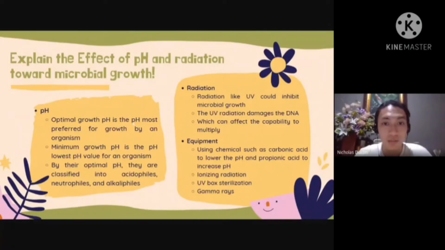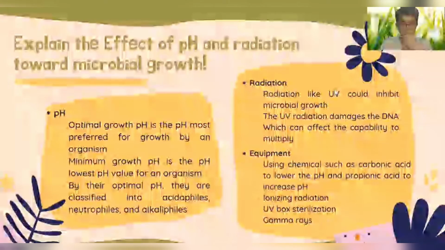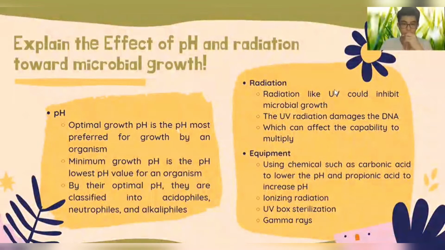So here, I'm going to explain about the radiation. What is the effect of radiation toward microbial growth? Radiation, like UV lights, will damage the DNA strands, which can affect the capability of microbes to multiply. Other radiations, like gamma rays and X-rays, will have the same effect towards microbial growth. As previously mentioned, those are the effects of pH and radiation toward microbial growth.